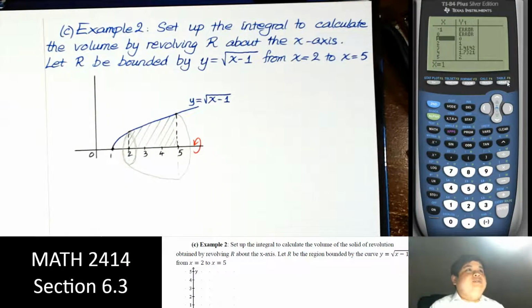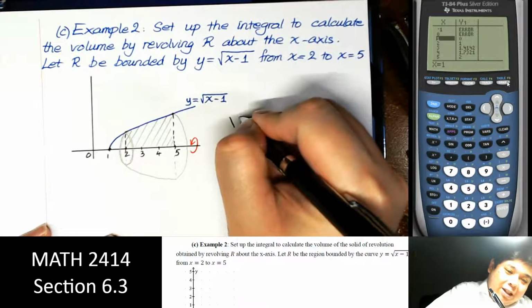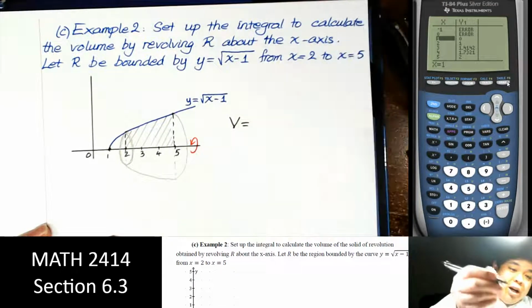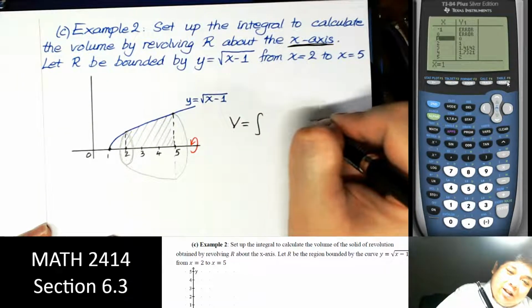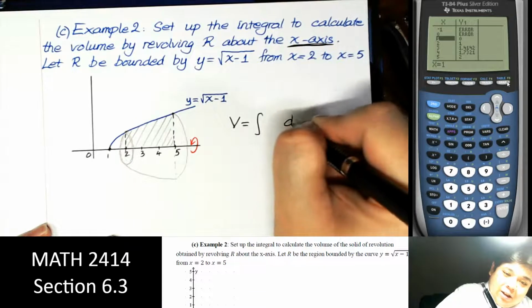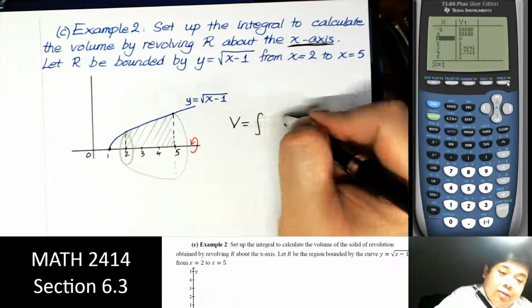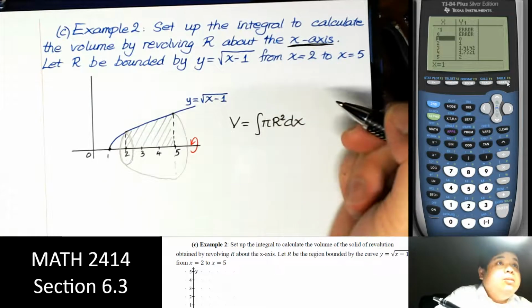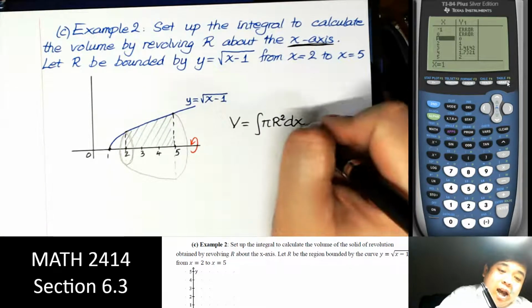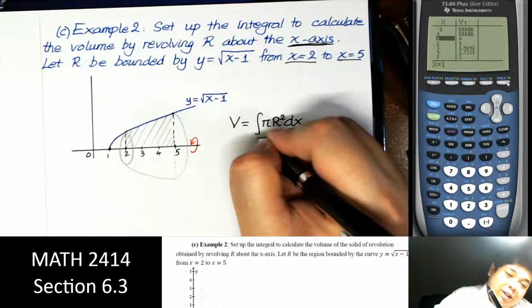Kind of like that. Right. Now, the volume of the disk, since this is rotating about the x-axis, it is going to be dx. If it rotates about the y-axis later on, it's going to be dy. So pi r squared. Pretty simple. Now, the limit for x, 2 to 5, that's also easy to determine.